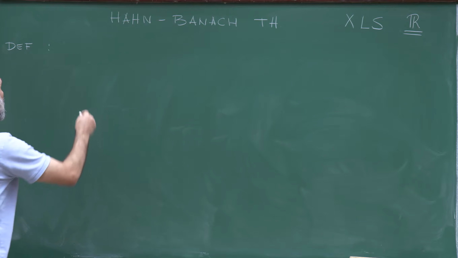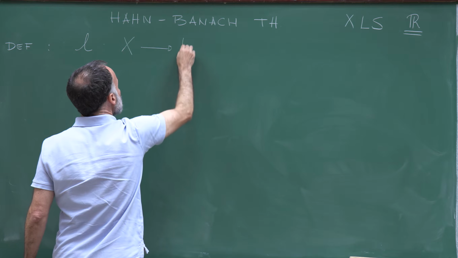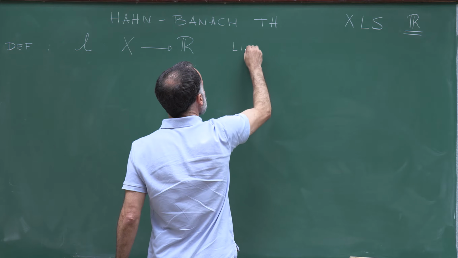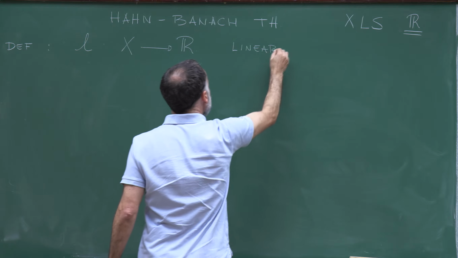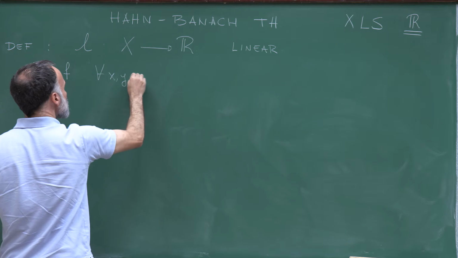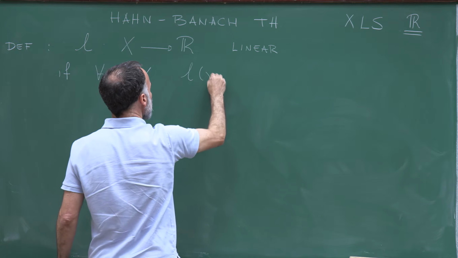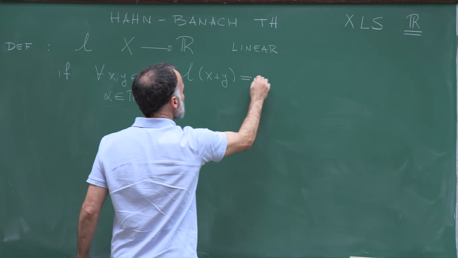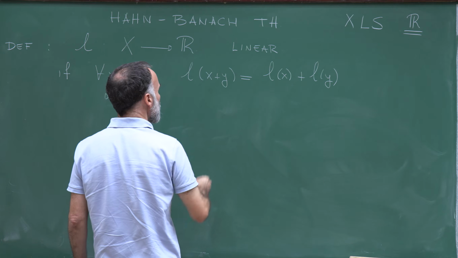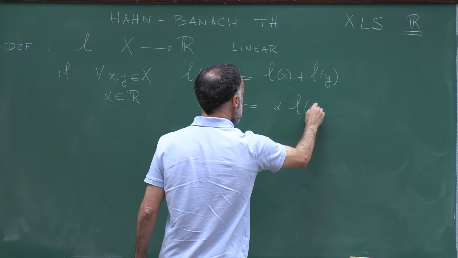And so I have a functional L, which is defined in X, takes values in the real numbers. I will say that it's linear if for all x and y in X, for all alpha in R, I have that L(x + y) is equal to Lx + Ly, and if L(alpha x) is equal to alpha Lx.